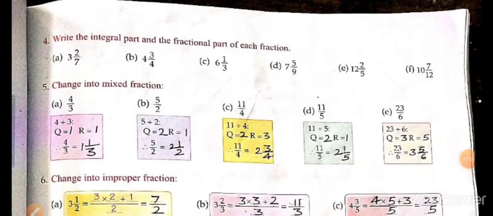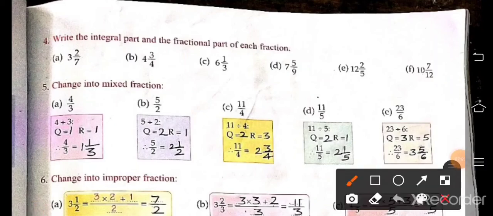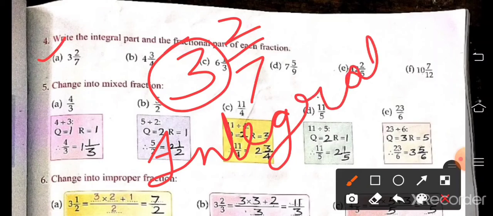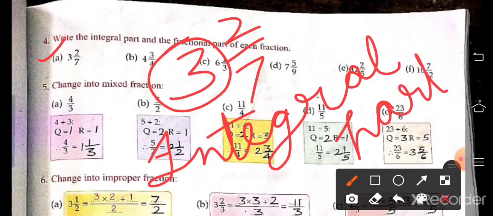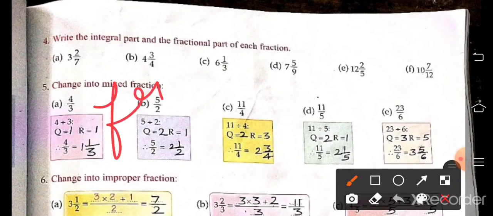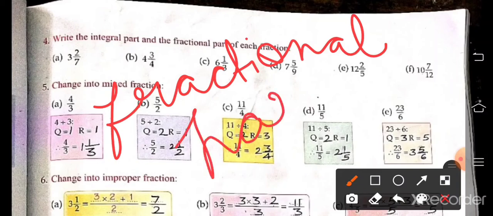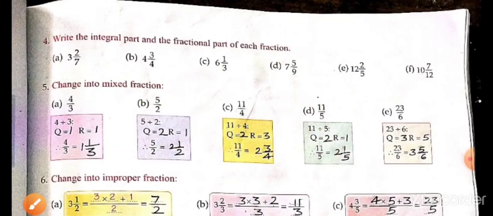Now the next, question number 4 is: write the integral part and the fractional part of each fraction. A part: 3 2 upon 7. Okay, so here 3 is the integral part, so write integral part equal to 3. Okay, and the fractional part equal to 2 upon 7. Okay, so like this you have to write in your copy.